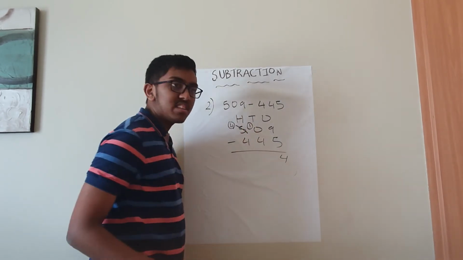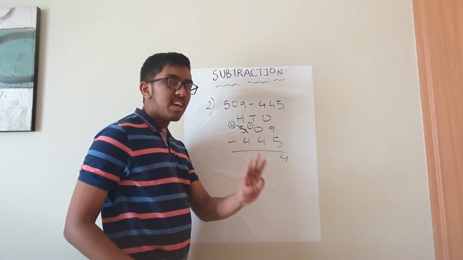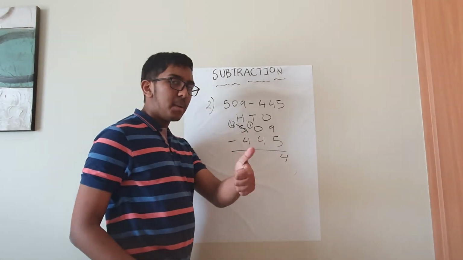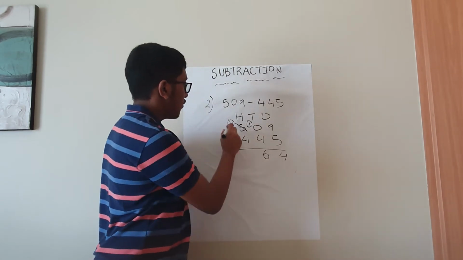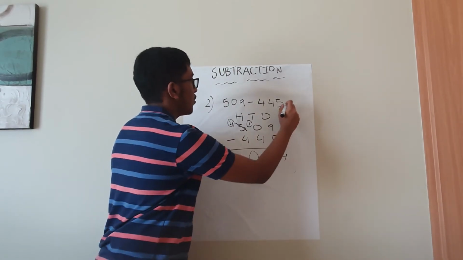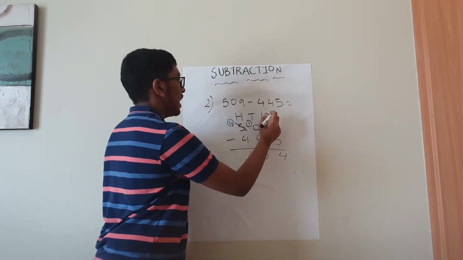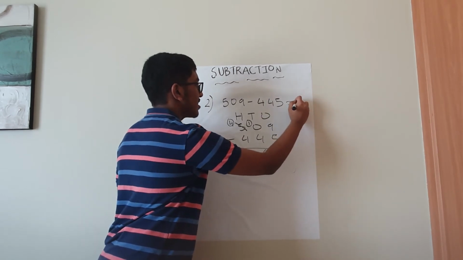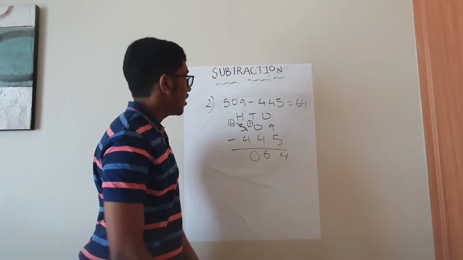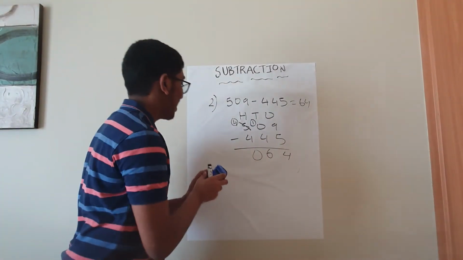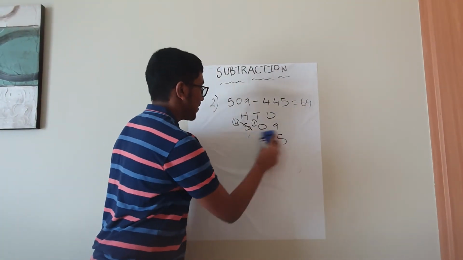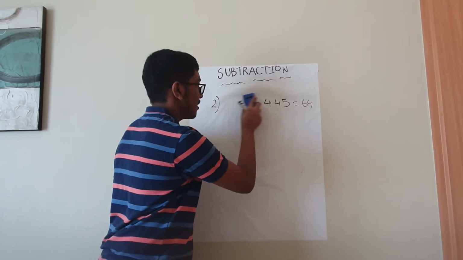Now what is 10 minus 4? 5, 6, 7, 8, 9, 10. 10 minus 4 is 6. And 4 minus 4 is 0. 509 minus 445 is 64. One last sum, guys. I forgot to do a specific type of sum, so please forgive me for that.